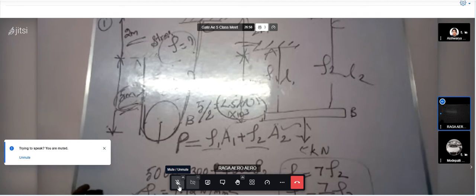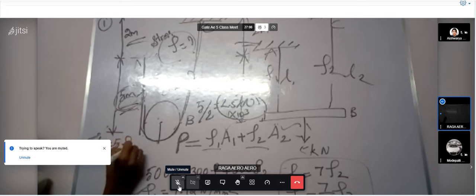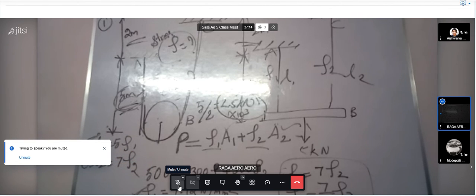I wrote some relation from here. Whether del 1 is equal to 5. I wrote something like del 1 is equal to 5 stress 1, del L 2 is equal to 7. I have given, right? So from this, now substitute any one of the values and find out the deflection.